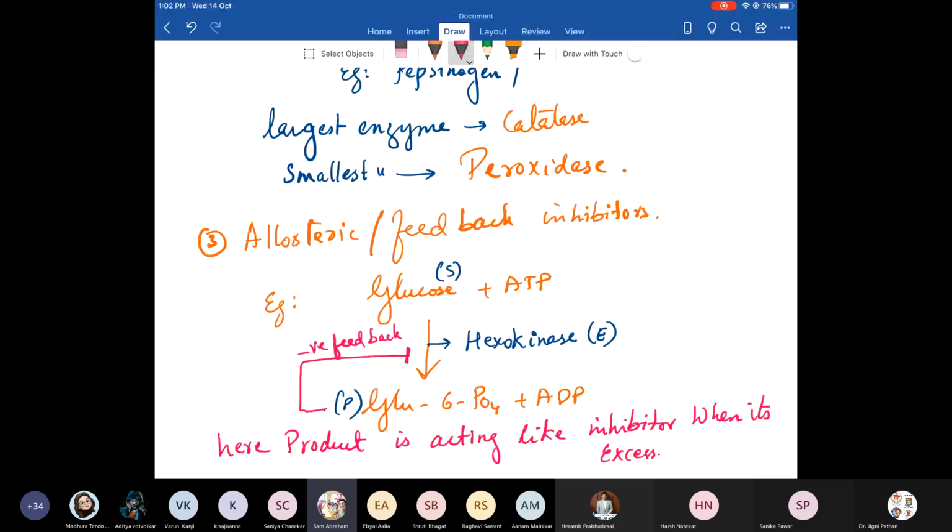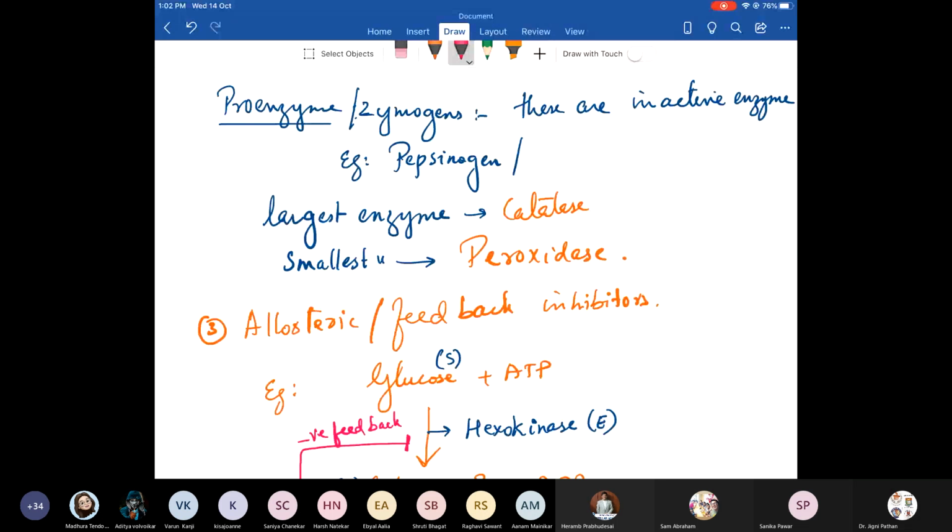The screen is not visible. Screen is not visible to anyone. Ma'am, please scroll up. Please re-log in. I think student can see the screen. Can you see the proenzyme? Please re-log in.